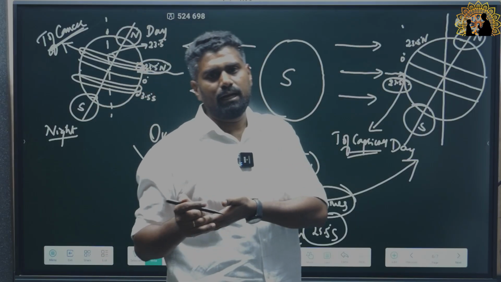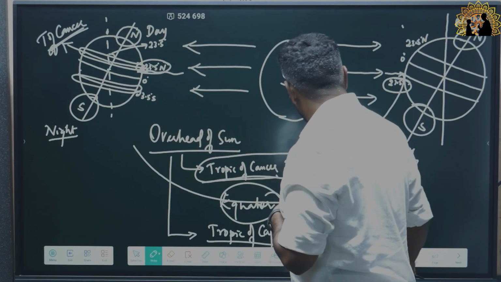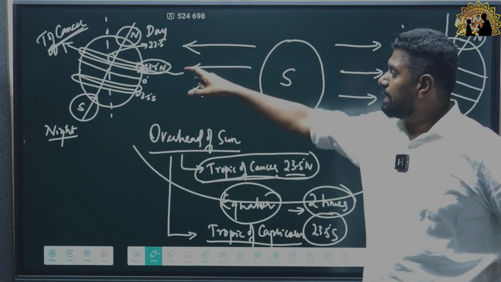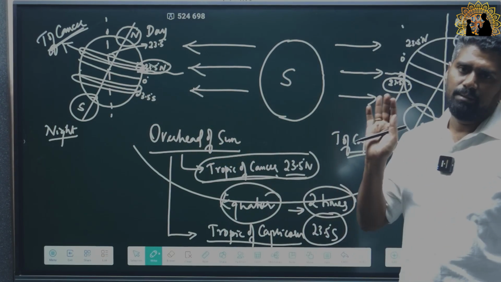So I'm not going into that, but as of now I'm just focusing on latitudes and longitudes, how this overhead of the sun is connected to the latitudes and longitudes, and how the 23.5 degree north and 23.5 degree south is going to be quite important.